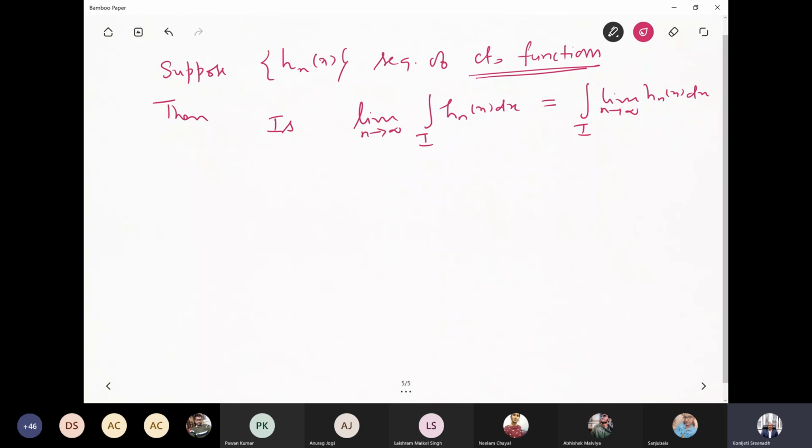Okay. So let me give you an example here. This is not always true, even for a sequence of continuous functions. Even if they converge pointwise, this may not be enough. Pointwise convergence is not good enough.